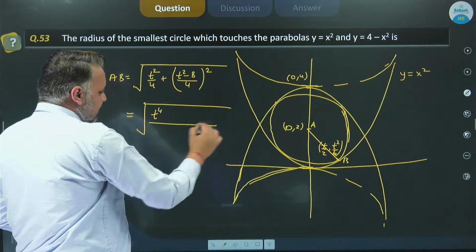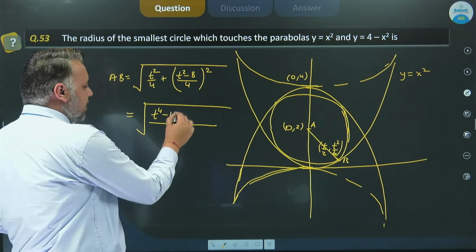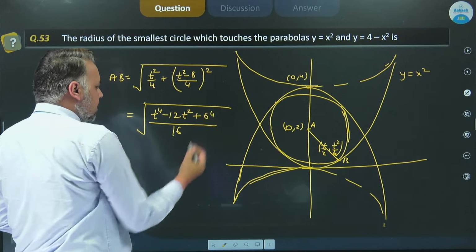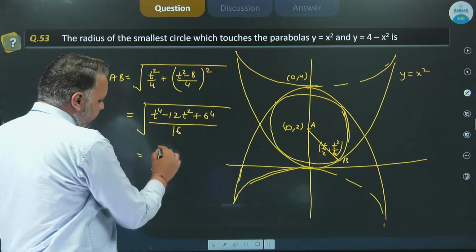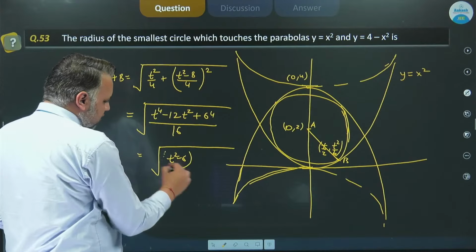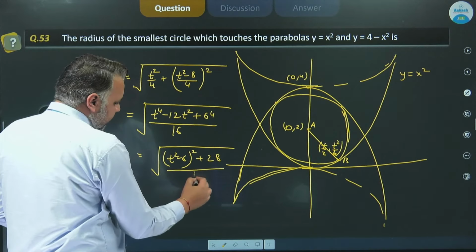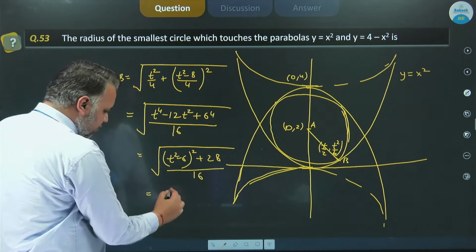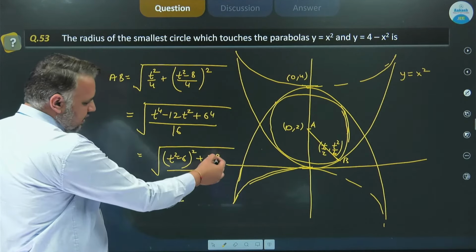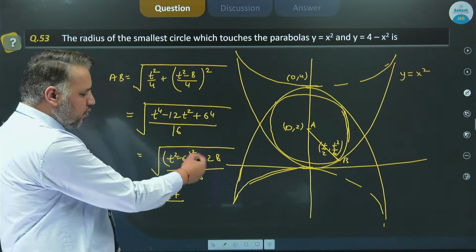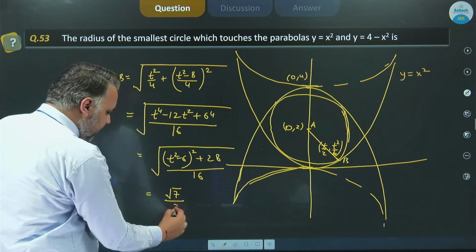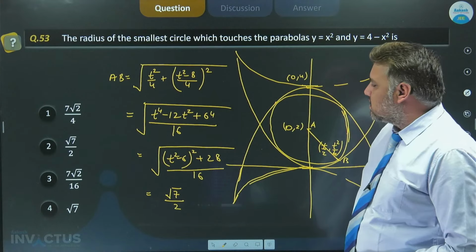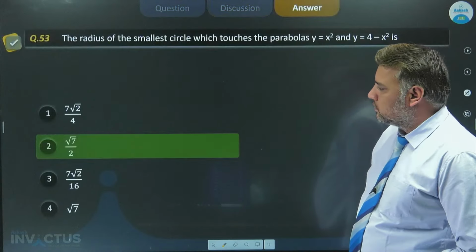If we take the LCM here, the LCM will be 16. So this will be minus 12t², and finally the constant term will be 64. If you complete the square here, this will be under root of (t² − 6)² plus 28, divided by 16. The minimum value of this will be root of 28/16, and that will be root 7 divided by 2. Okay, 2 should be the correct answer. Yes, 2 is the correct answer.